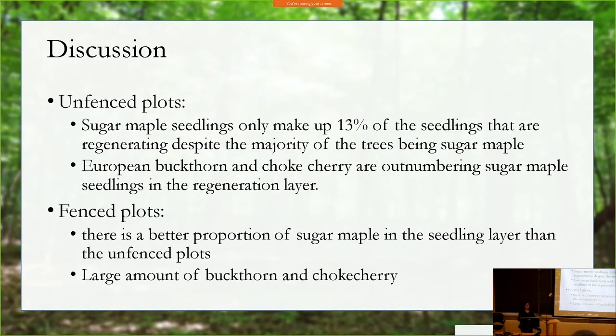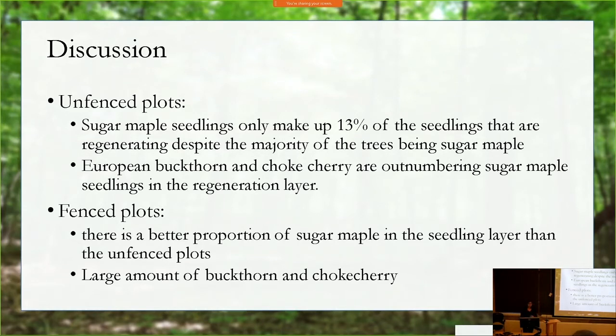So overall, this is the main part for the unfenced plots: the sugar maple seedlings are only making up 13% of the seedling regeneration, despite making up 40% of the tree proportion, which is concerning. And European buckthorn and choke cherry are currently outnumbering the sugar maple seedlings in the regeneration for the unfenced plots. In the fenced plots, there is a better proportion of sugar maple seedlings to what's found in the canopy and other layers. Even though there is a large number of buckthorn as well, sugar maple is still having a chance to continue.